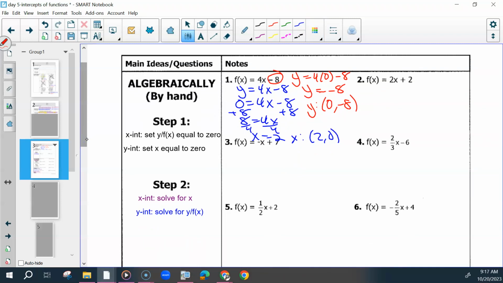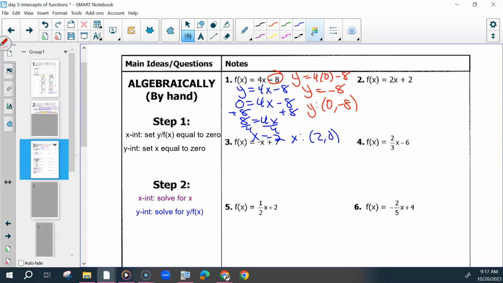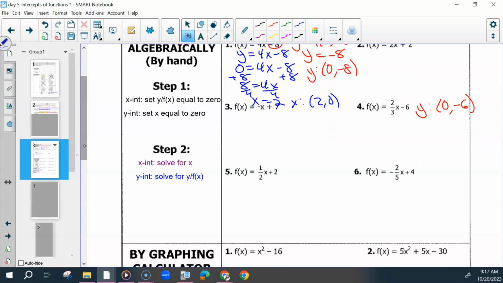Alright, we're going to skip down to number 4. Let's do the y-intercept first. What would that be? -6. How would I write that as an ordered pair? (0, -6). For the x-intercept, our y value has to be 0. I'm just going to go ahead and write that as 0 equals 2/3 x minus 6. How would I start solving this?